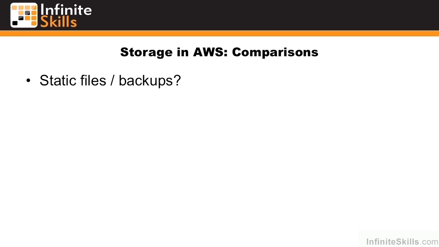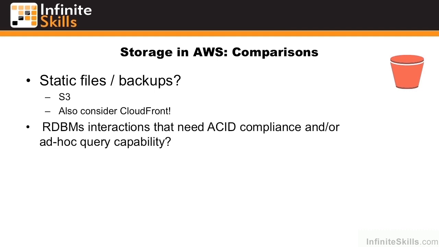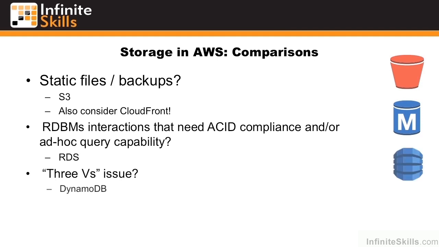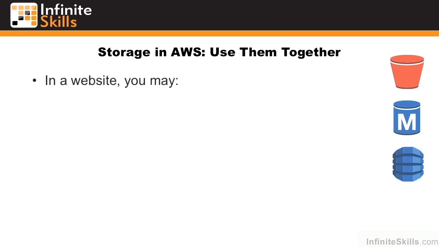If you compare these systems to each other, when you have static files and backups, you want to be thinking of S3. You probably also want to consider setting up a CDN through CloudFront. If you have RDBMS type interactions that require ACID compliance and/or the ability to run various queries, you probably want to look at RDS. If you have a 3Vs issue with very big or very fast data that you need to serve, you probably want to look at DynamoDB. There are use cases for each of these services, and you'll see that inside of a single web app, you may want to use all 3 together.